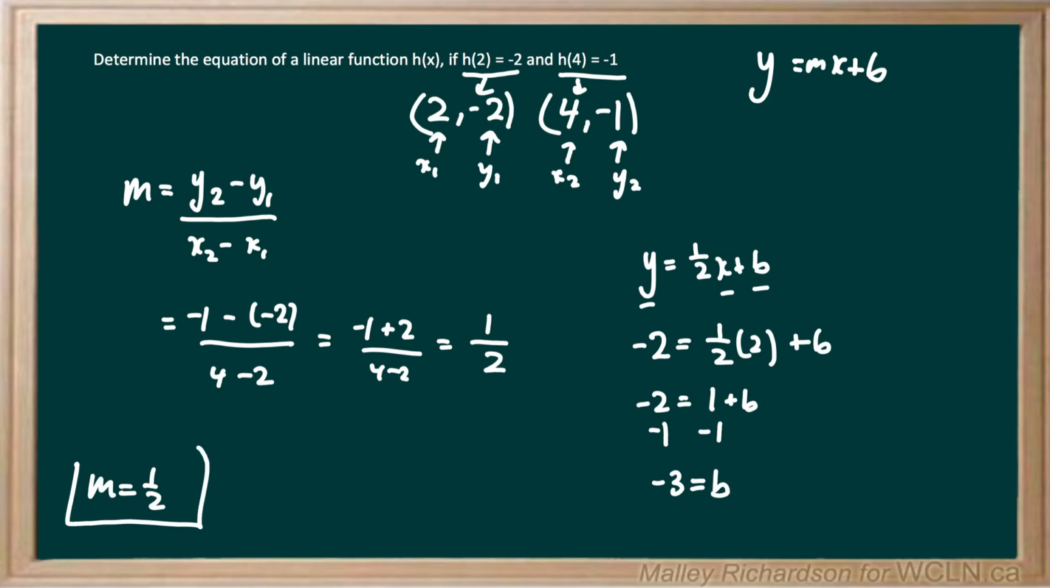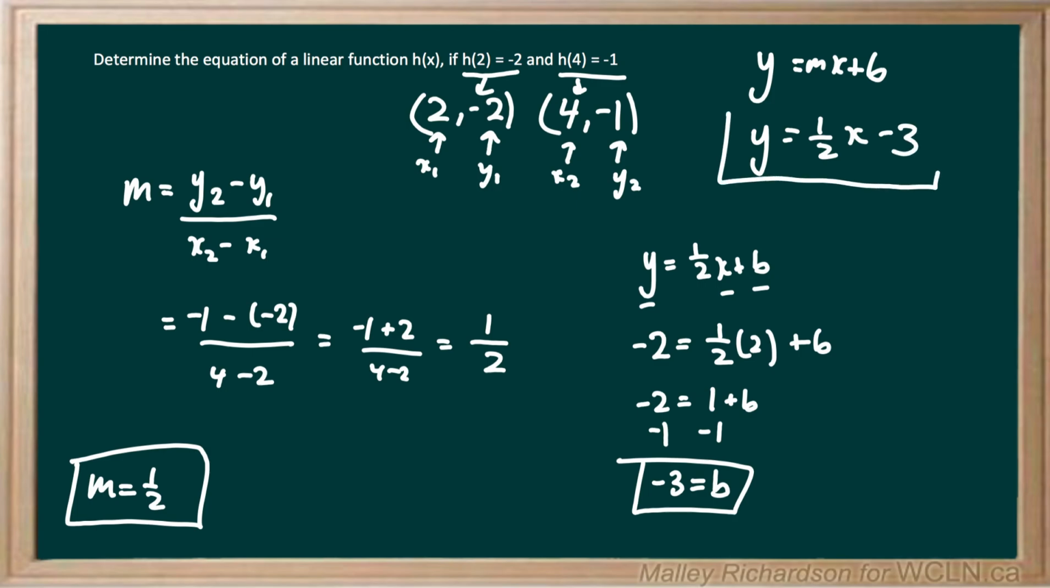So now we know our slope, and we know our y-intercept, so we can plug these into our equation of y equals mx plus b. So we have y equals m, our slope of 1/2, x, plus our y-intercept of negative 3. So y equals 1/2 x minus 3 is our equation to the linear function h of x.